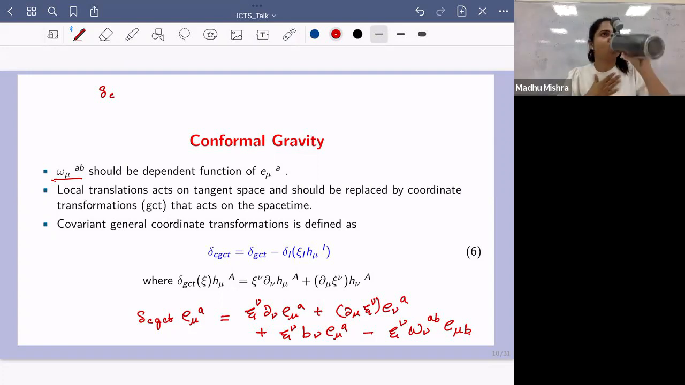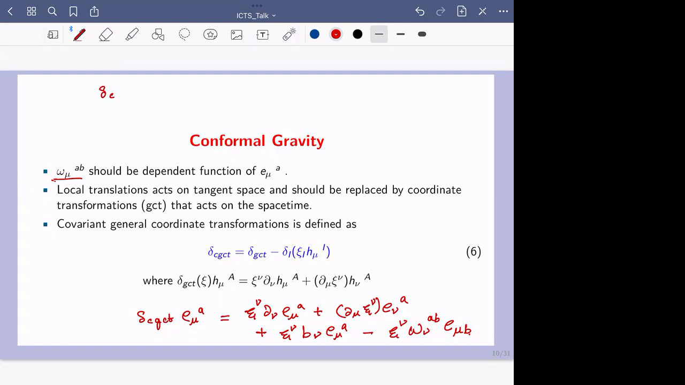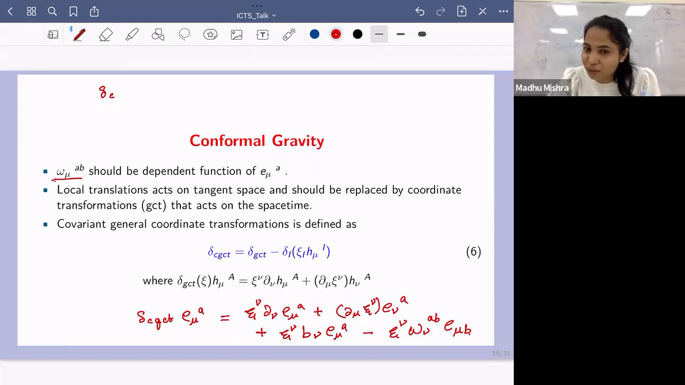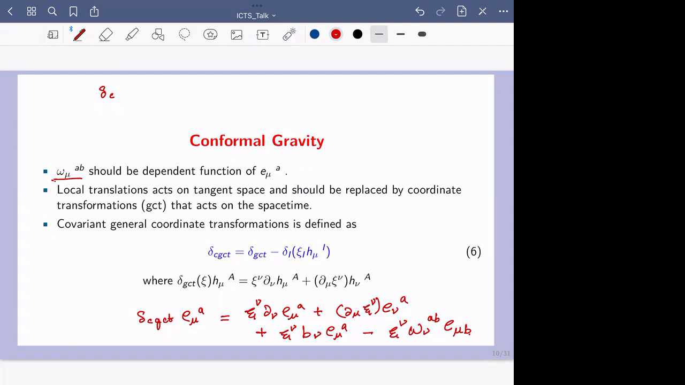Yeah. So the question is, would you say that gravity is not a local theory, a global theory? No, gravity is a local theory.